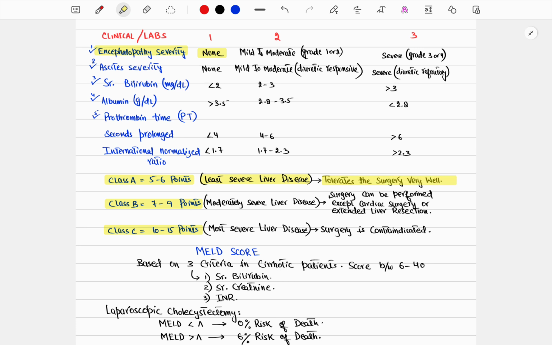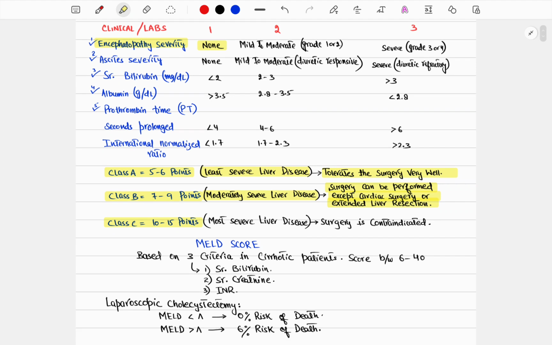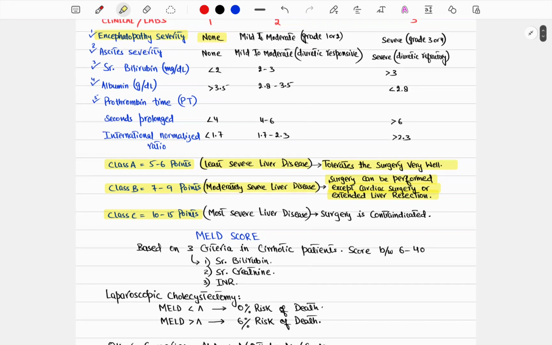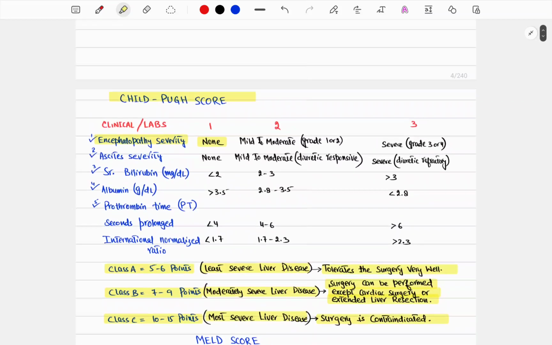So the patient tolerates the surgery very well. In class B, it's moderately severe liver disease, so the surgery can be performed, except for some surgeries like major abdominal or major cardiac surgery. Except for these, other surgeries can be performed. And class C is 10 to 15 points and is the most severe kind of liver disease. In these patients, the surgery is totally contraindicated.